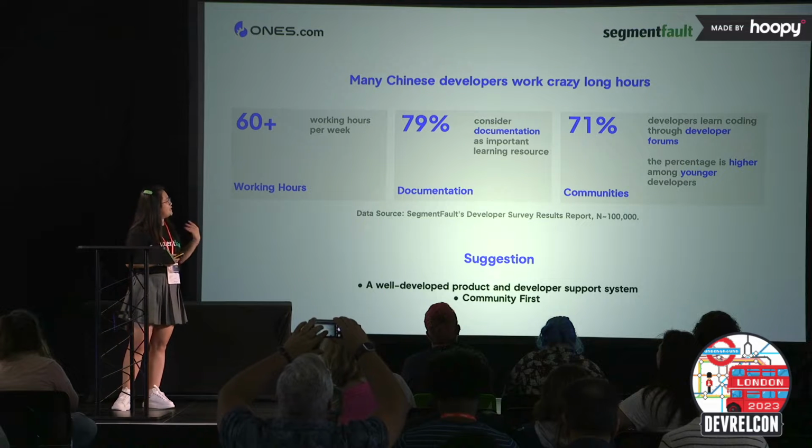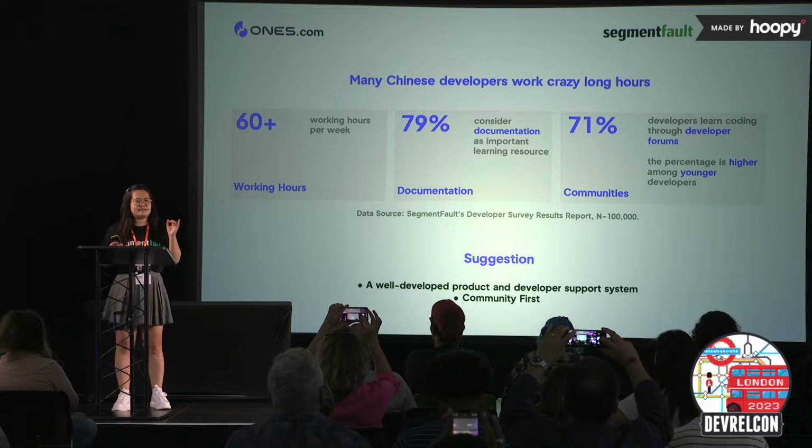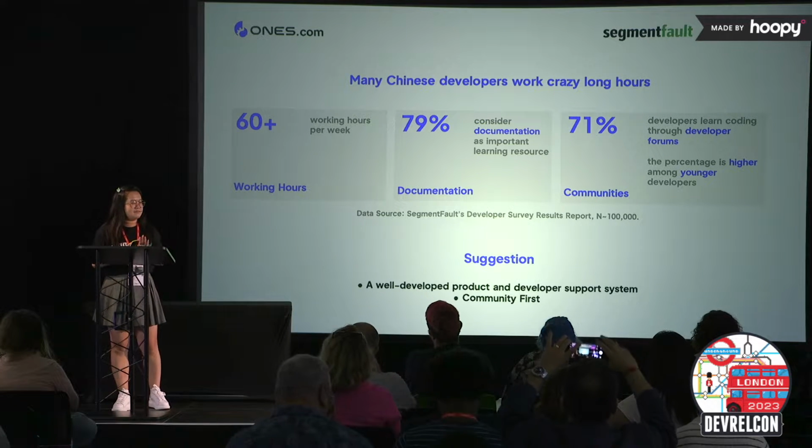And another thing about Chinese developers, many of them work crazy long hours, averaging 60 hours per week. It is a horrible number, right? And that means they might have less time for free exploring or contributing to open source projects. So don't be surprised if you find some of the Chinese developers a little bit less patient in your community. They just don't have enough time. So my suggestion is that you need to provide them better products and developer support to win them over.